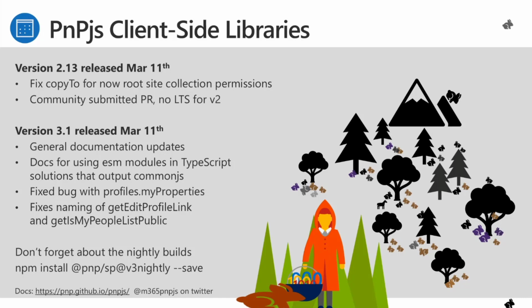We did also release version 3.1 on March 11th. Got some docs updates in there. Working on this ESM stuff for Node. Working through that. There's an open issue there. I know that's another friction point with this new release we're working through. Fix some bugs. And then as well, want to remind folks, don't forget about our nightly build. So we've got npm install @pnp/sp@v3nightly. And that will get you the latest updates built each evening.